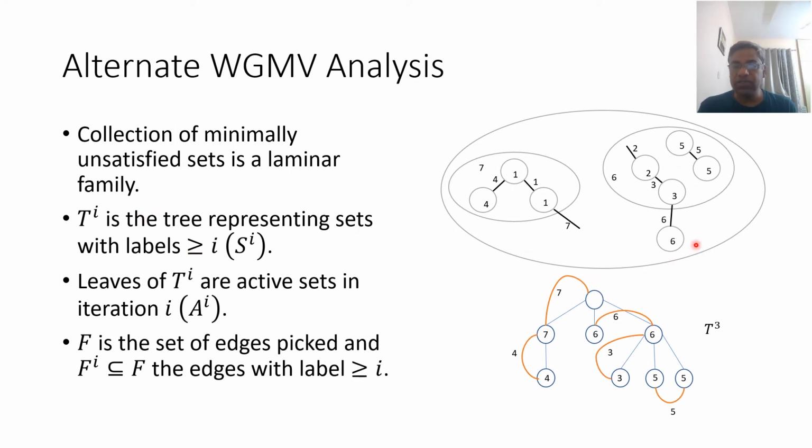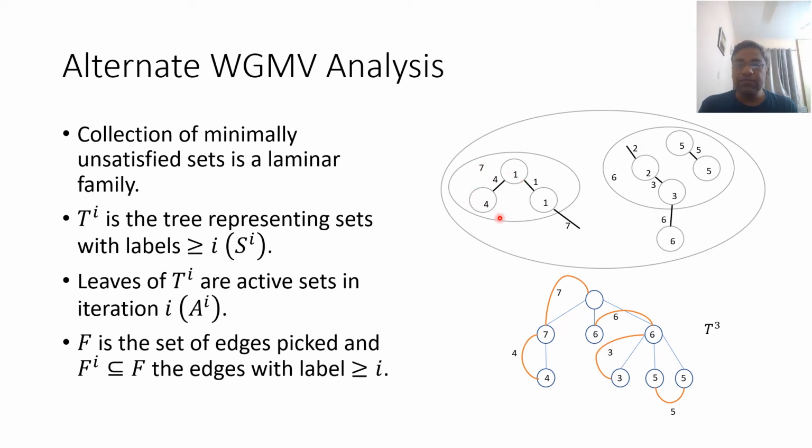So here on the right, you can see a picture. I'm drawing the tree T3. The root of the tree here corresponds to the big set, which is going to have a label which is only larger than 7, because it would have gotten satisfied in some later iteration. I have not put down what that iteration number is. And then it has as children these 3 sets which have labels 7, 6, and 6. So those are those 3 sets there.